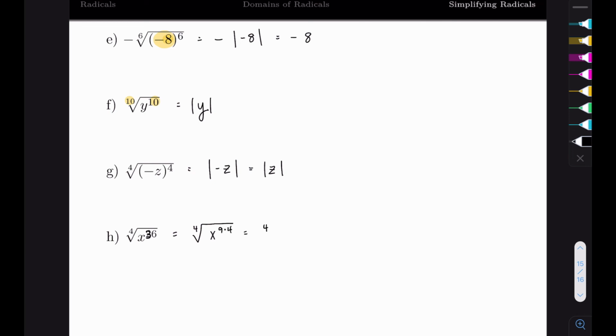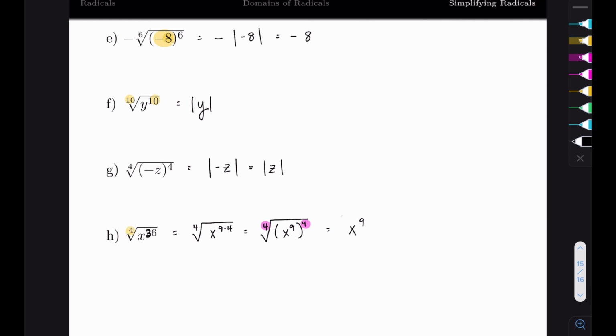And then one of our exponent properties, we're going to actually reverse. If you multiply two exponents, that means you had a power to a power. So we can write x to the 9 times 4 as x to the 9th to the 4th power. In doing so, we now have a 4th root, 4th power. They cancel each other out, and we end up with x to the 9th. And again, because it was an even root all the way back at the beginning, we want to put some absolute values around it just to be certain that it gives us a correct output.